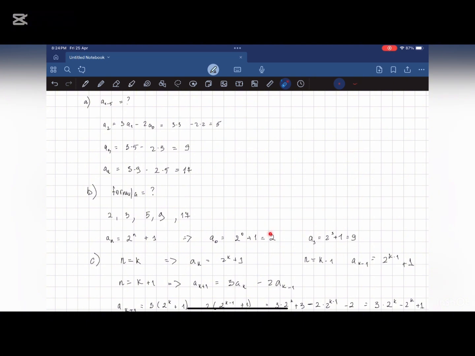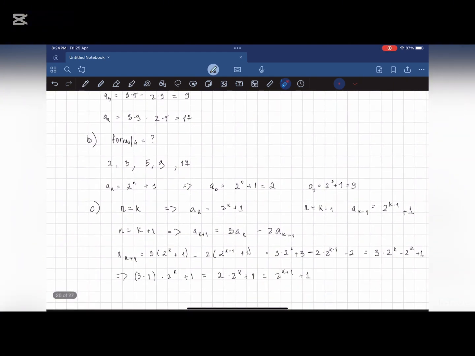So it's similar to the sequence. For example, we also take R3: 2 in power of 3 plus 1 equals 9. So our third element, like 0, 1, 2, 3, our third element is also 9. So yes, we suggest that this formula is really relevant for this sequence.